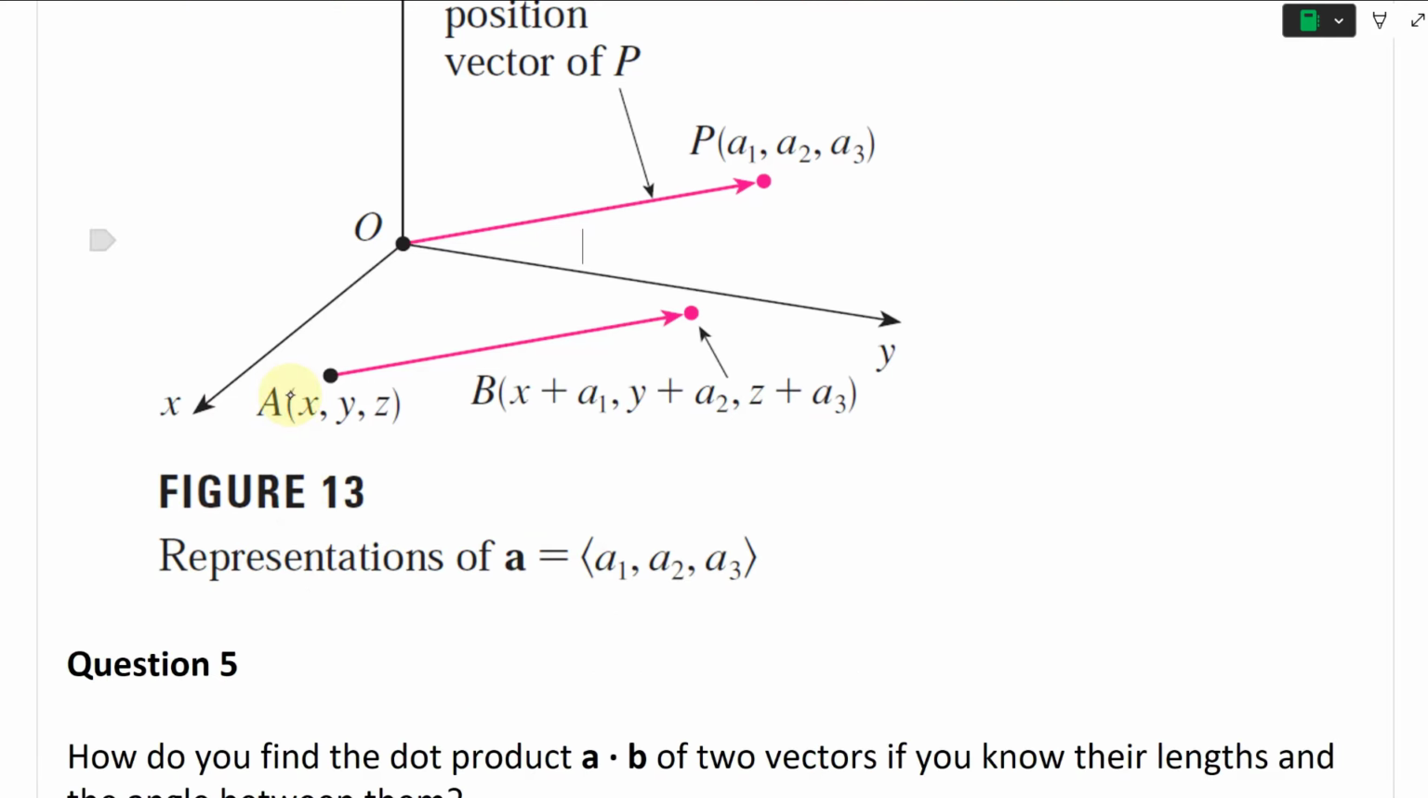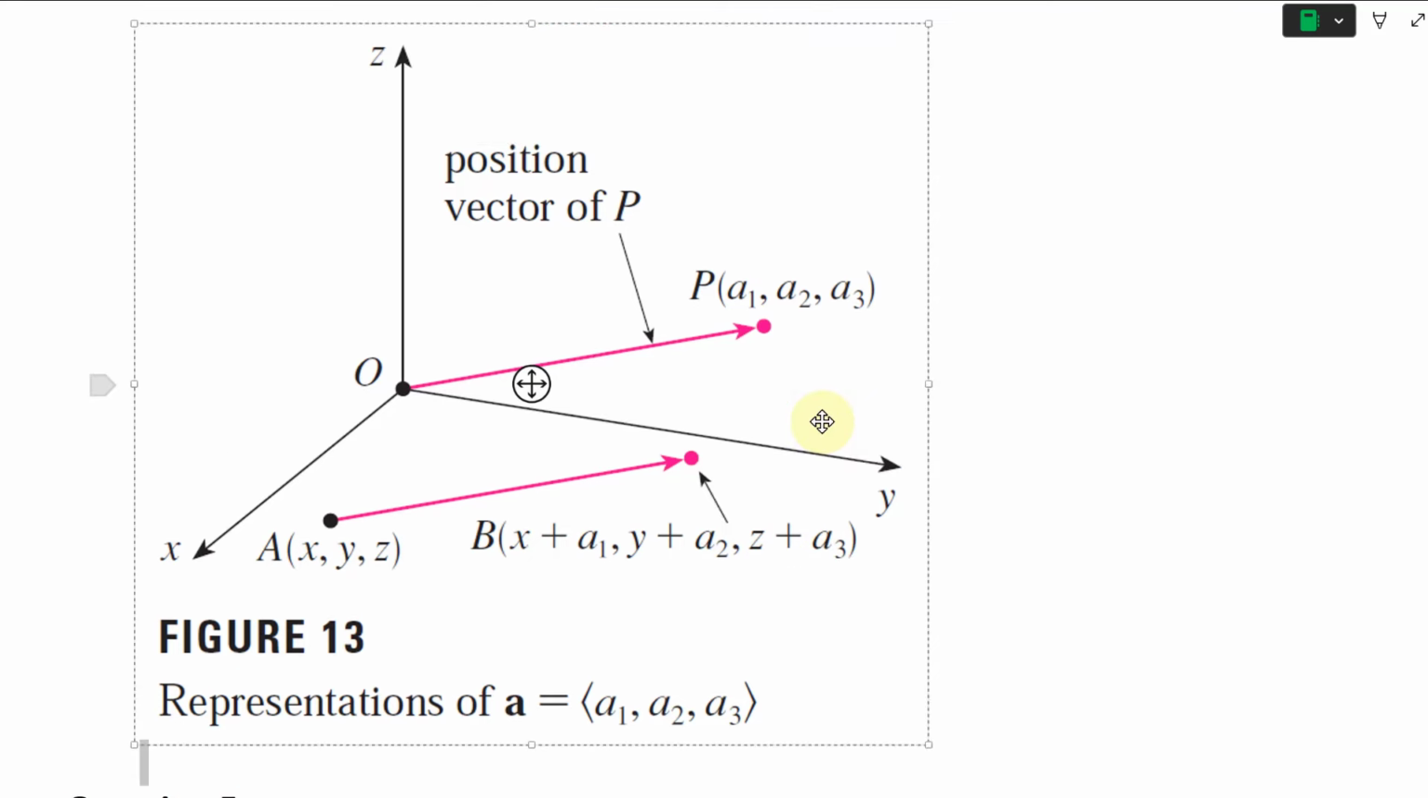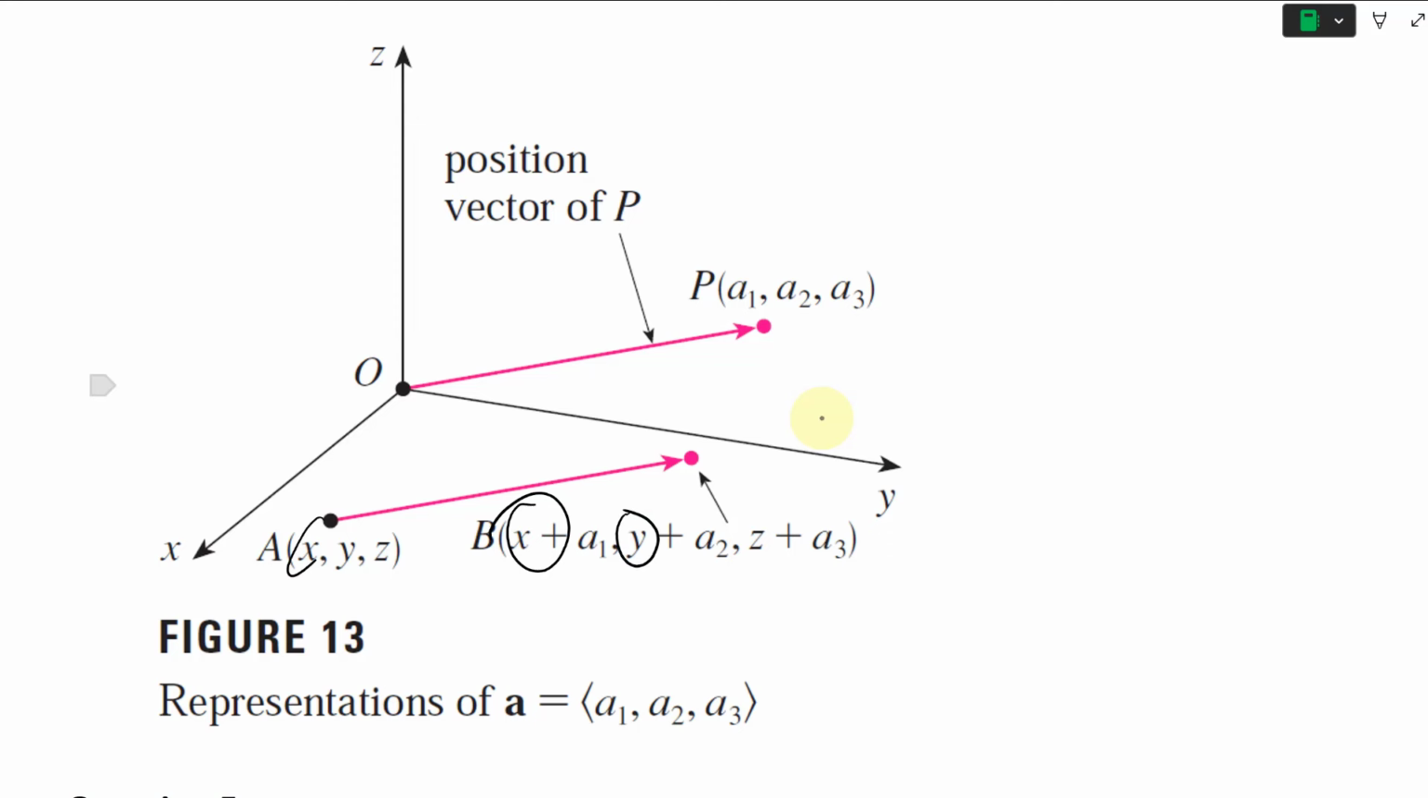So if you have a vector right here, this is the representation of the vector A with components A1, A2, A3. If you have point A, capital A, with coordinates X, Y, Z, then point B is X plus A1, Y plus A2, and Z plus A3. Then the difference: you're just going to subtract these two. X cancels out, Y cancels out, Z cancels out. You're just left with A1, A2, A3, and these are just parallel. So that is called the position vector of P, and that's the vector from one point to another.